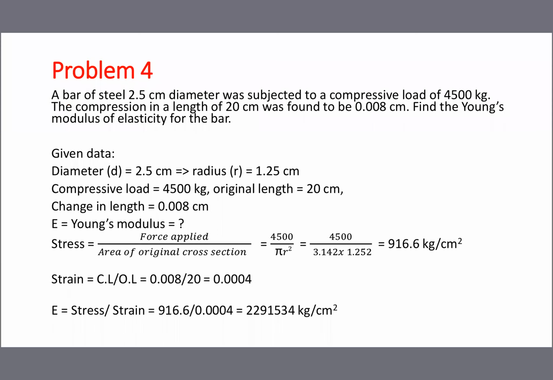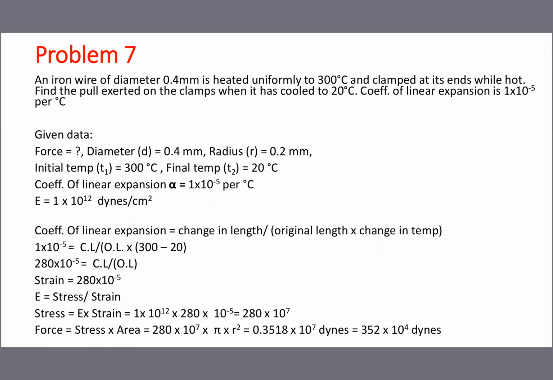Somebody asked a doubt in problem number 7. The iron wire of diameter 0.4 mm is heated. Here the idea is taken from the heat chapter, coefficient of linear expansion. In all the previous problems, if force is applied, the length will get increased. Assume the original length is L1; if force is applied, it becomes L2. Change in length is L2 minus L1 divided by L1, because of the force applied, whether compressive or tensile. Here, because of heat applied, the length gets changed.